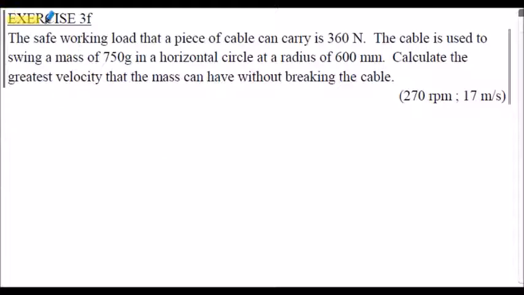In exercise 3F, we're given that the safe working load that a piece of cable can withstand is 360 newtons. The cable is used to swing a mass of 750 grams in a horizontal circle at a radius of 600 millimeters. We're asked to calculate the greatest velocity that the mass can have without breaking the cable. Firstly, we've got the greatest rotational speed in RPM, and secondly, we've got the linear speed in meters per second.